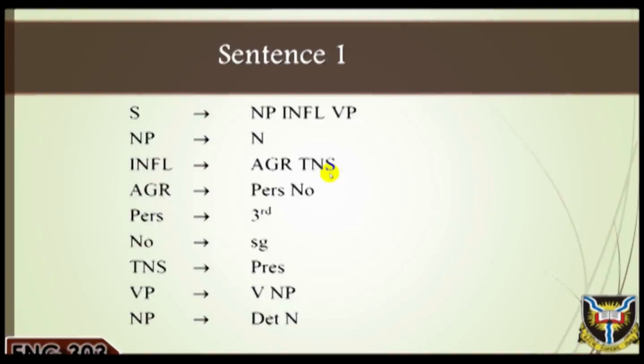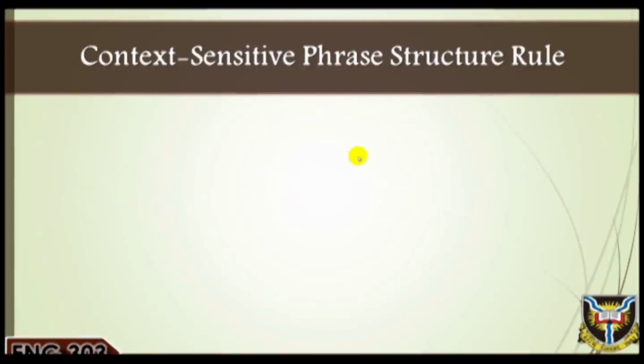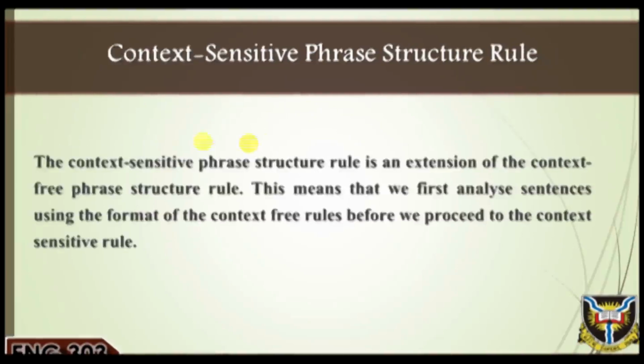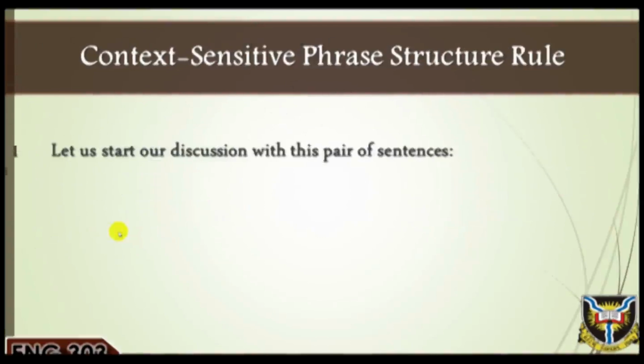Context-sensitive phrase structure rule. The context-sensitive phrase structure rule is an extension of the context-free phrase structure rule. This means that we first analyze sentences using the format of the context-free rules before we proceed to the context-sensitive rule. Let us start our discussion with this pair of sentences. A. Opia loves the man. B. Lami hates rice.